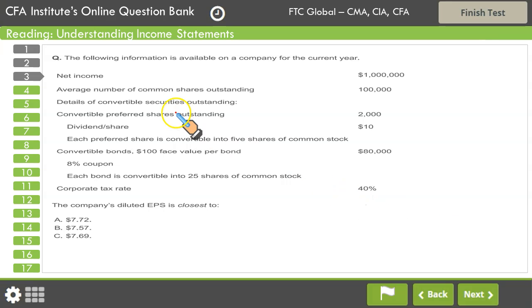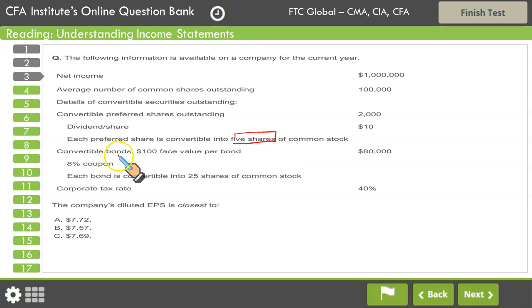The following information is available on a company for the current year. We have net income and average number of common shares outstanding. Details of convertible securities outstanding are given as follows. Convertible preferred shares outstanding, 2,000. Dividend per share paid is $10. Each preferred share is convertible into 5 shares of common stock. Okay, that's important information.